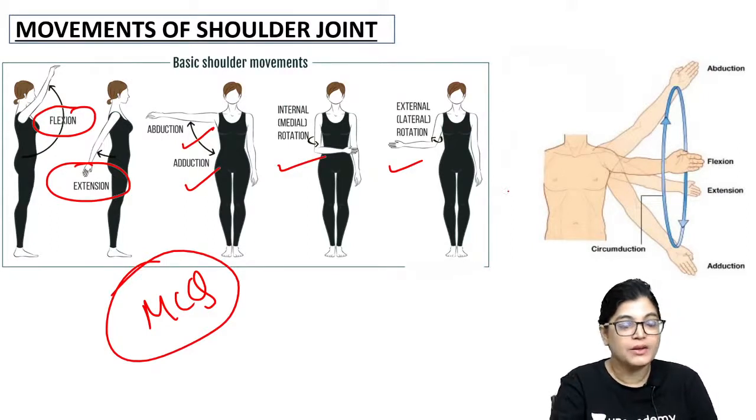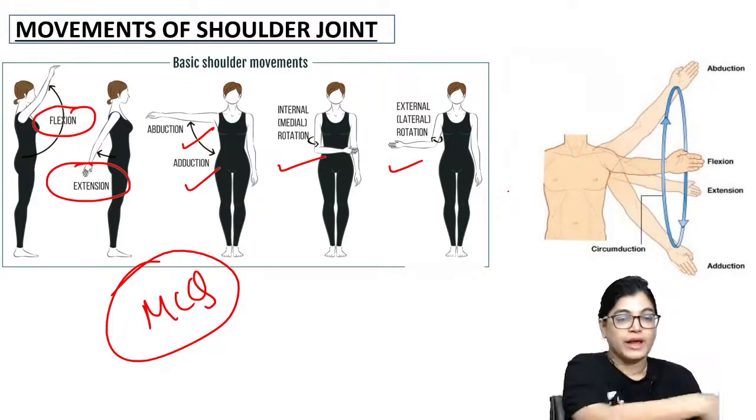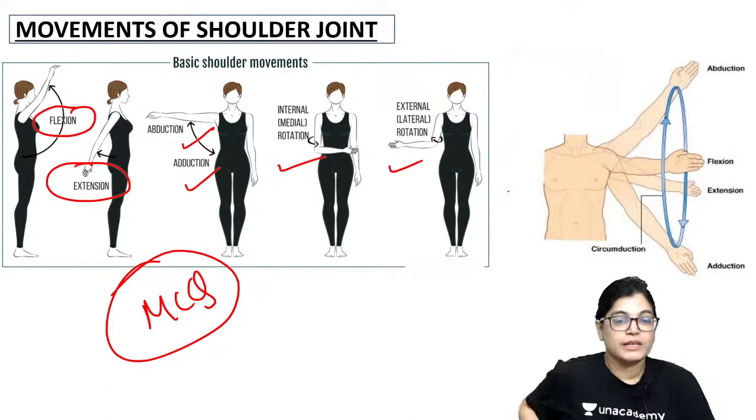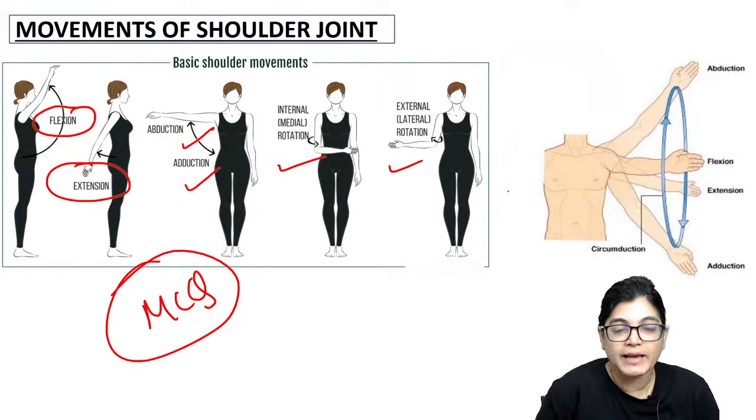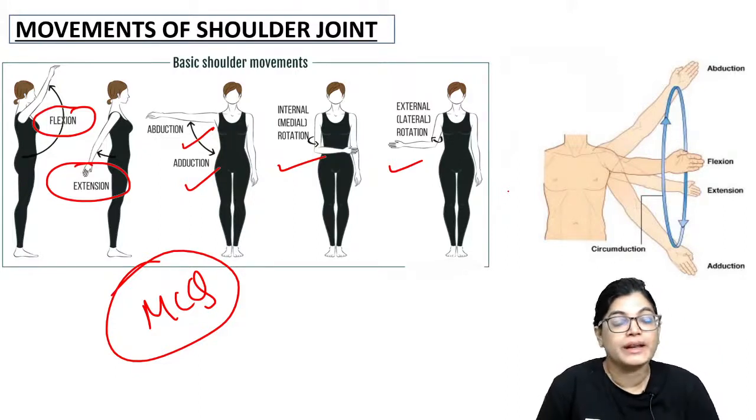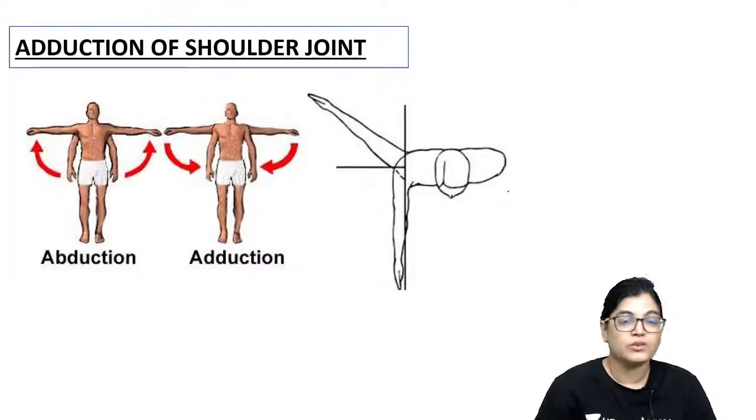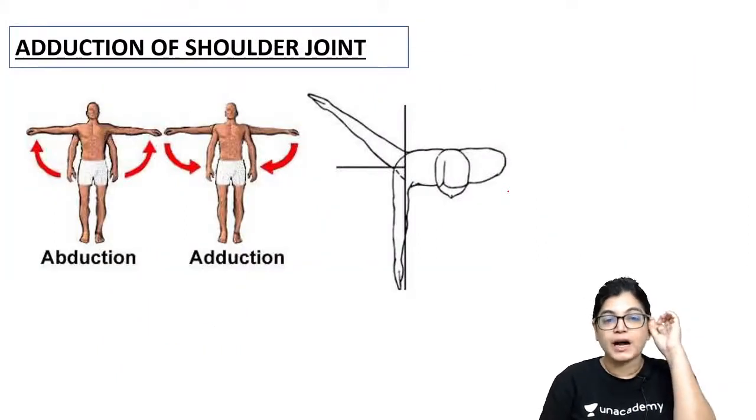If we move like this, this is flexion. If we move posteriorly, it is extension. The diagram has been given to you to relate the movements of shoulder joint, and it is important that the individual muscles performing these movements should be well known to you, because many MCQs come from this topic. Now starting with the first movement, that is the adduction of shoulder joint.